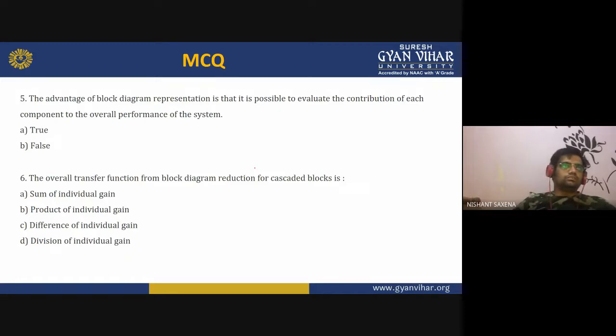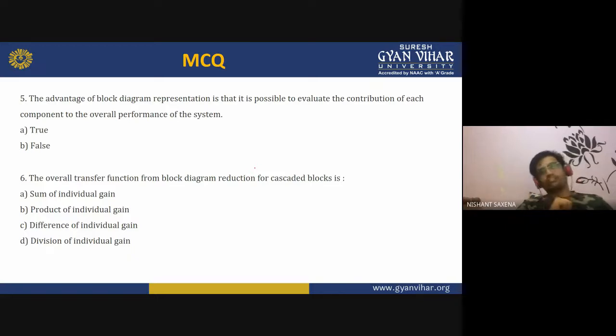Now, the next question is that the advantage of the block diagram representation is that it is possible to evaluate the contribution of each component to the overall performance of the system. This statement is true or false. You have to find out whether this statement is true or false. Think about it and then reply later.